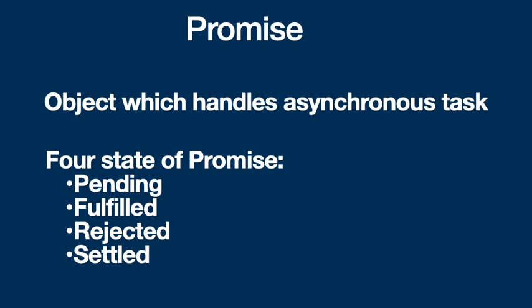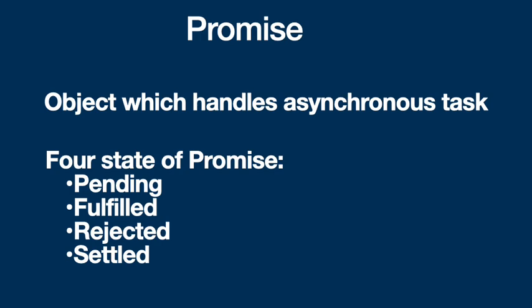Now, what is an asynchronous task? Asynchronous tasks can be many things, like you make an HTTP request to your database and you want to do something after getting that data, or after that request is fulfilled. You can proceed only after completing that request. So for that we can use asynchronous tasks, and for that we can use promise.